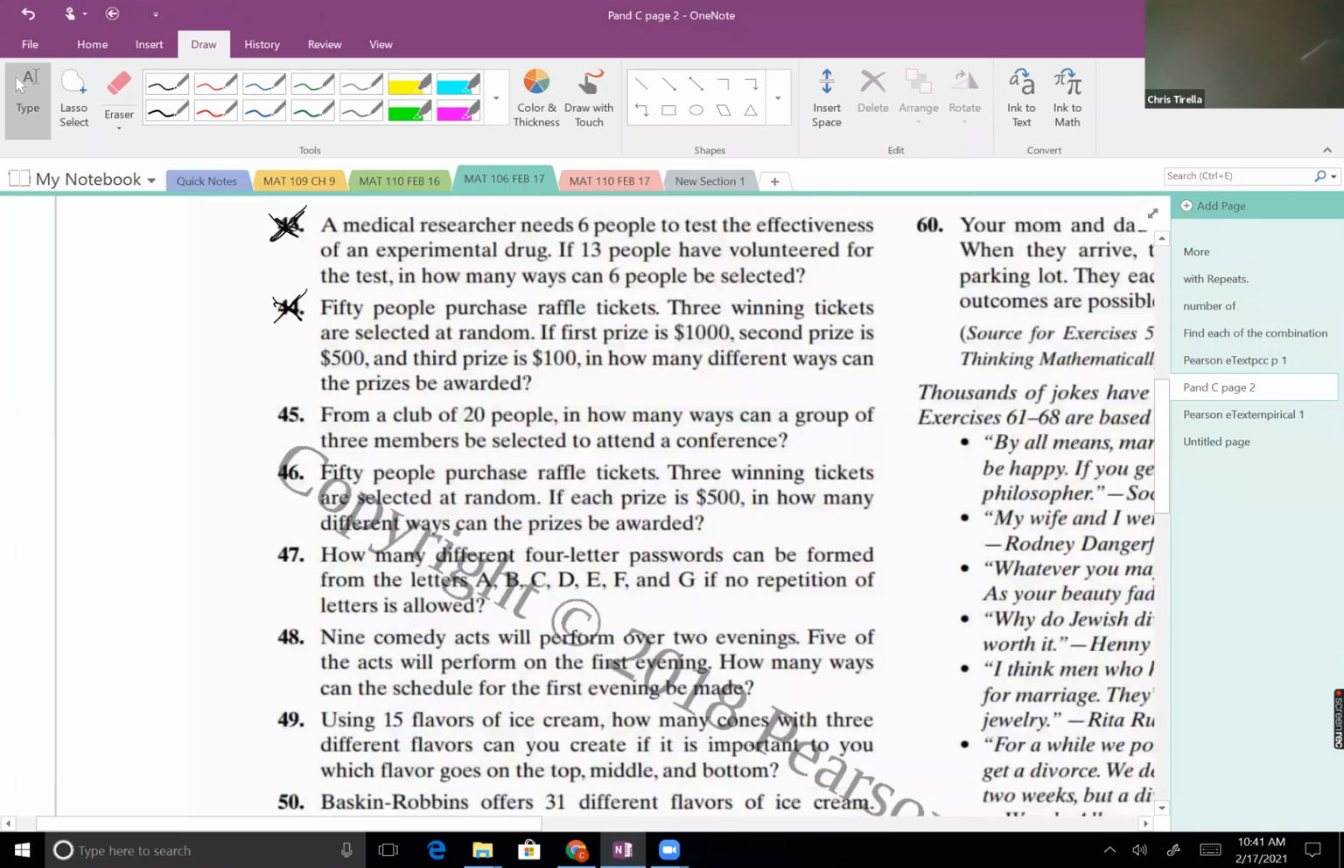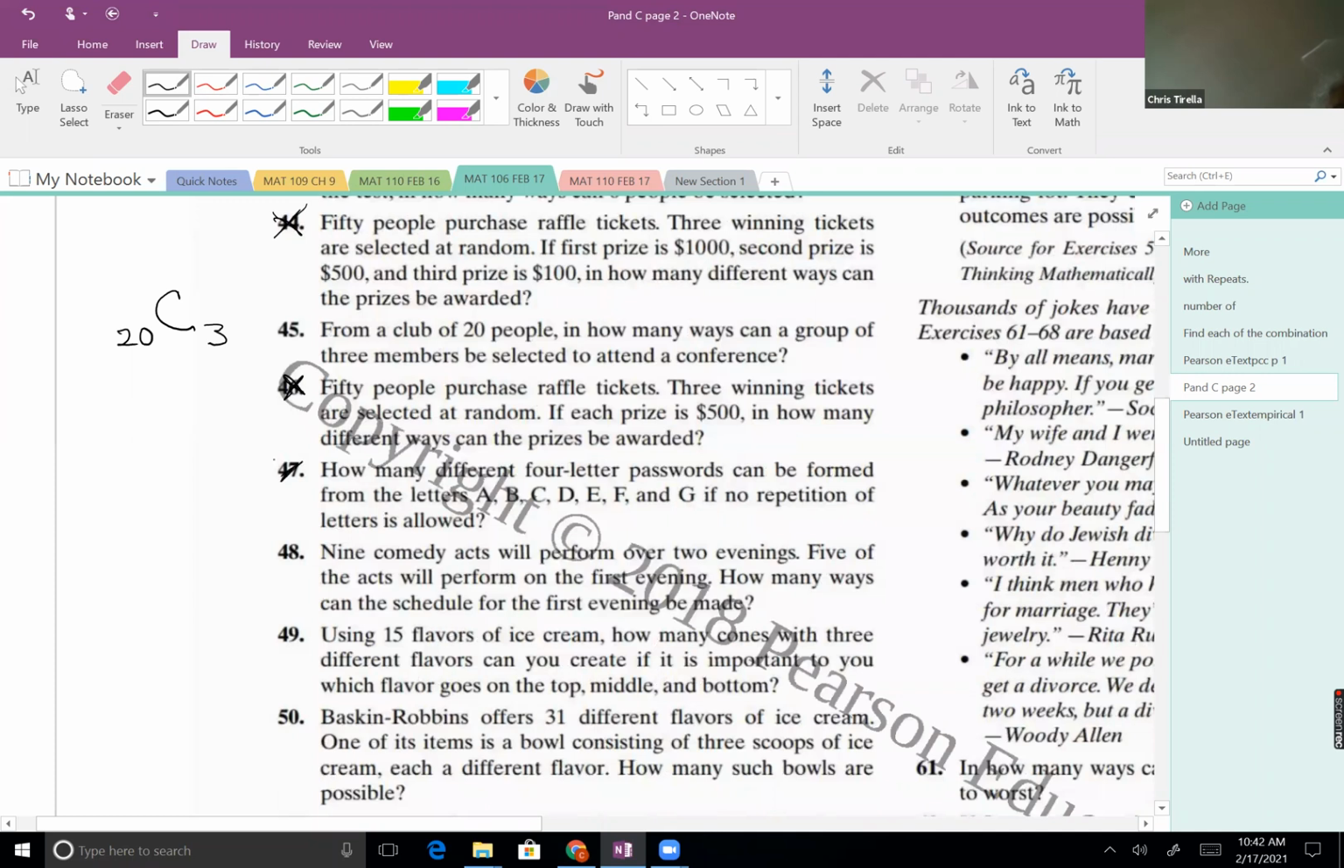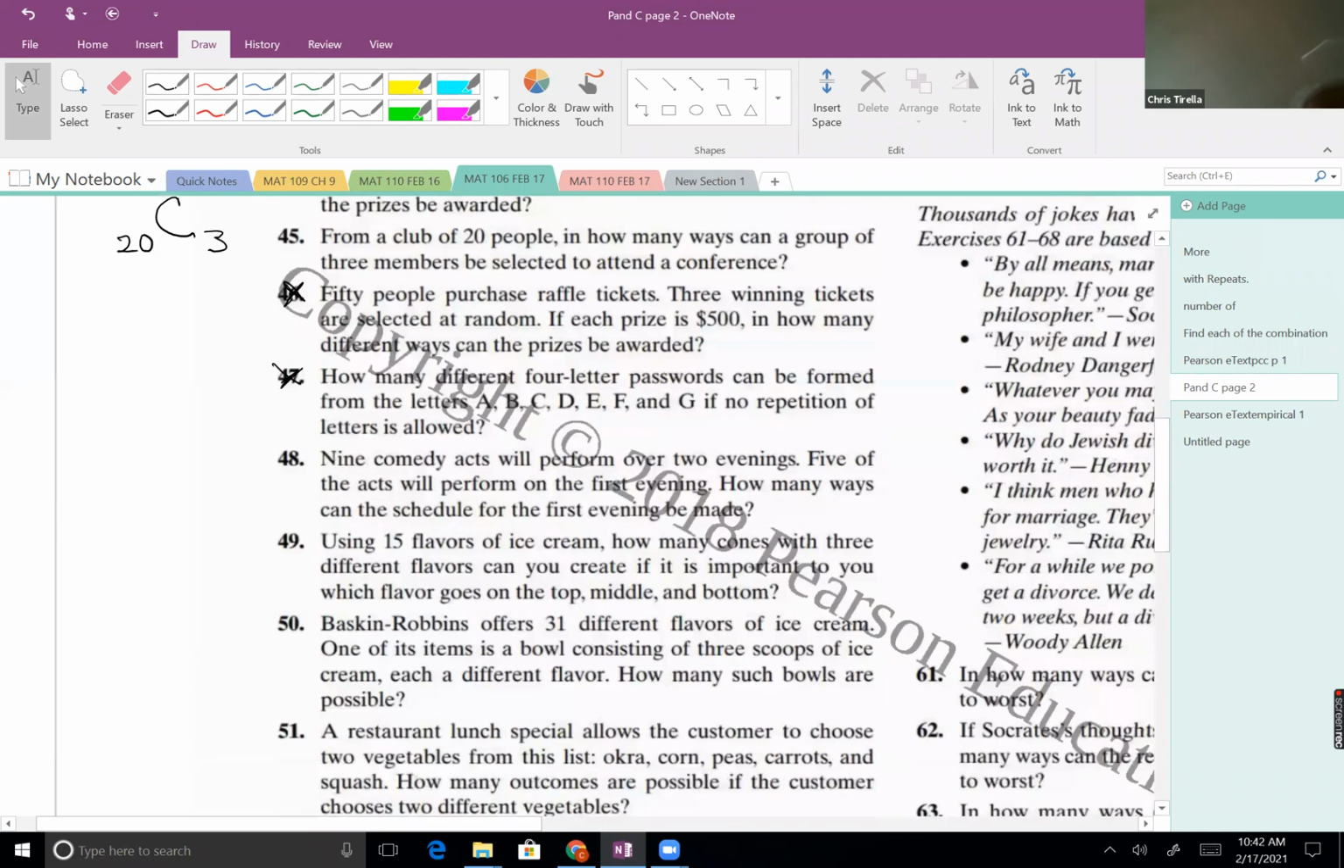Let's look at 45. From a club of 20 people, in how many ways can a group of 3 members be selected to attend a conference? Combination, because we don't care whether we were the first or the last person going. We just want to know if we're going or not. So that would be 20 combination 3. I think we looked at the content of 46 already. I think we looked at 47 already. Let's look at 48.